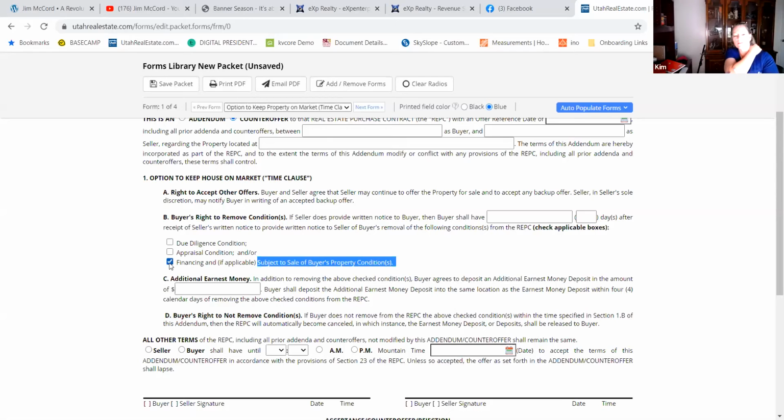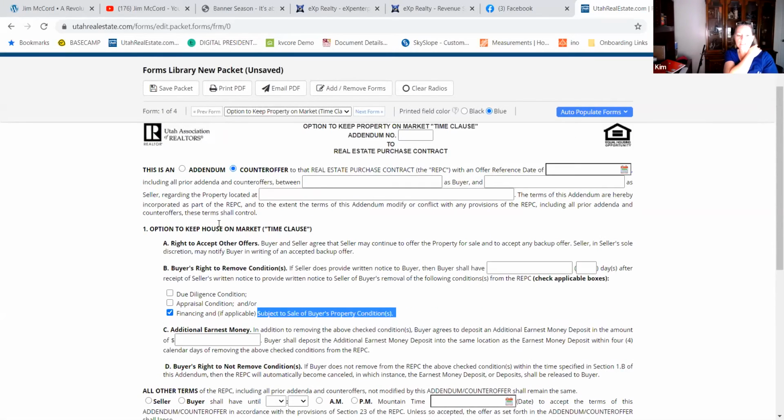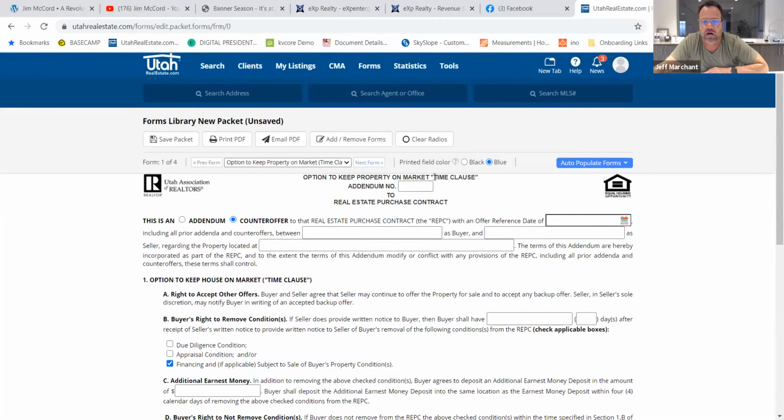So is that what the TC means? Or what does the TC actually stand for? That's for time clause. Oh, so time clause just means I'm not just going to cancel you. So Kim, you put an offer on my property and you have this contingency. Your buyer has to sell his house, whether they're under contract, on the market or not, it doesn't matter. They have to close on their house before your buyer can buy my listing.